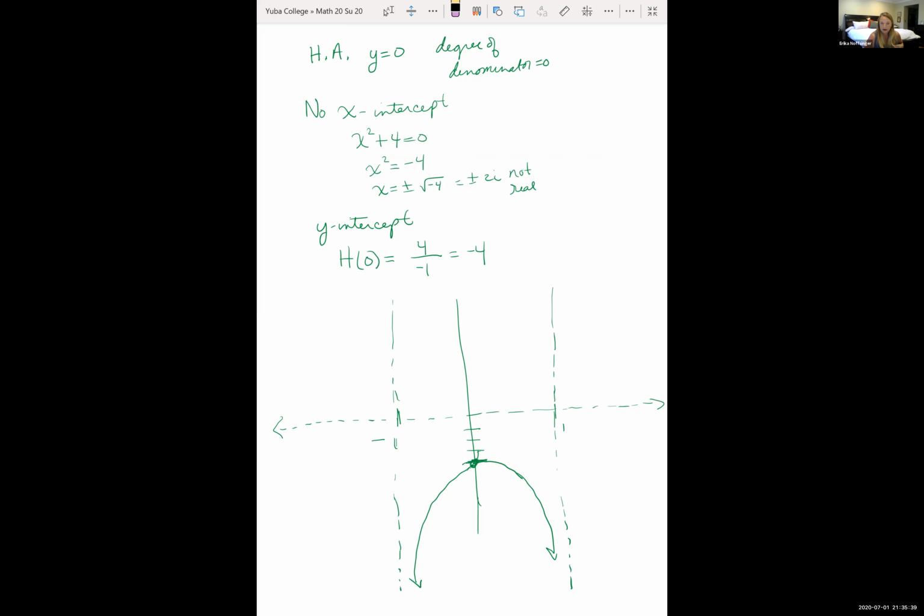And then I know I don't have any x-intercepts. So again, I'm not going to be crossing this horizontal asymptote. So my graph is either going to be above the x-axis on the left of negative 1 or below the x-axis. Same thing on the right of 1, it's either going to be all above the x-axis or all below. And the only way I can figure that out is by plotting one value on the left of negative 1 and one value on the right of positive 1.